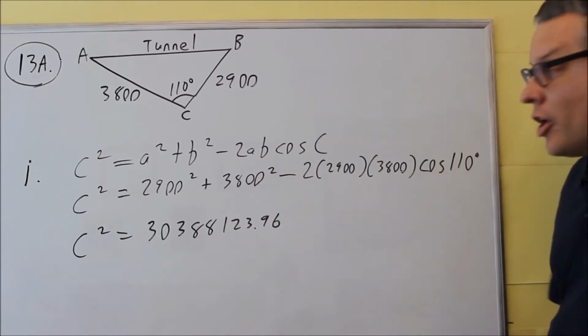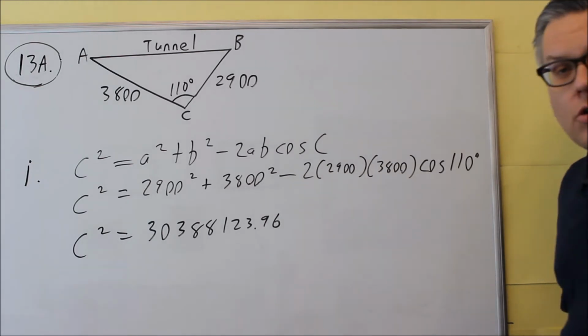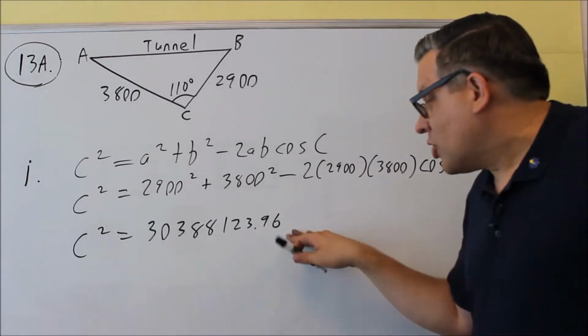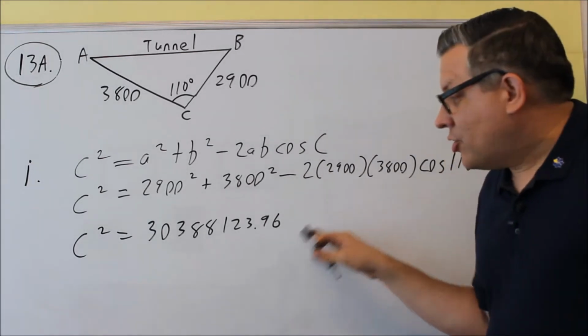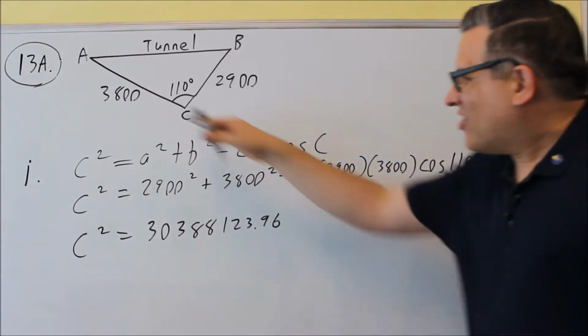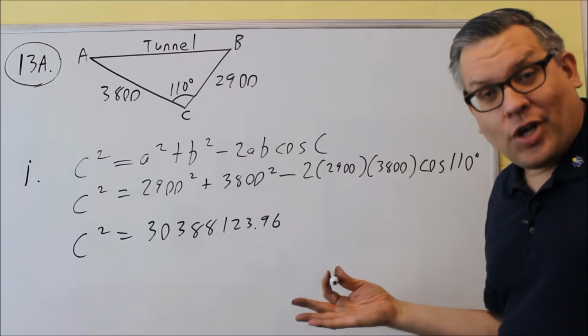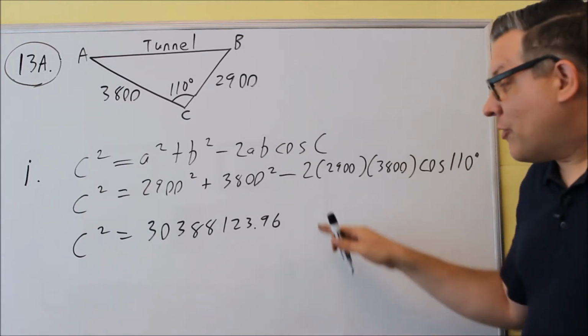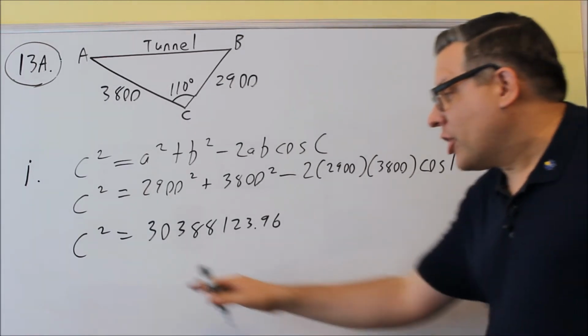You get a pretty big number there, but 2900 and 3800 are pretty big to begin with. So it's okay that you get a large number. So don't freak out if you see a large number. It doesn't mean you're necessarily wrong. If the sides you have on the triangle are pretty big, then it's possible that you would have something that large. Now don't forget the last step.